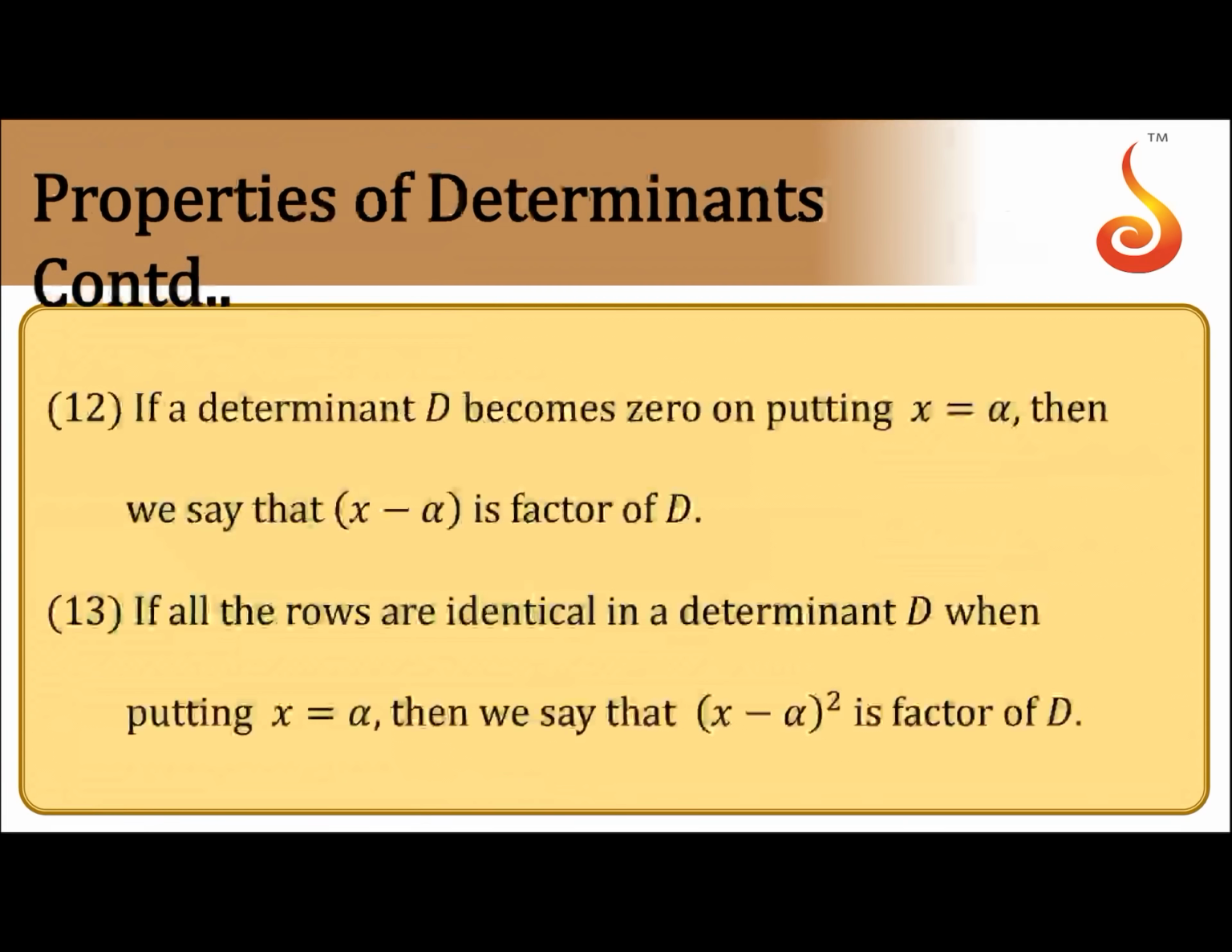In continuation of the properties, the next property: if a determinant D becomes 0 on putting x equals alpha, then we say that x minus alpha is a factor of D. What's the meaning of it? It means I would consider a determinant as a function of x. And if I say that determinant as a function of x, it is a polynomial function.